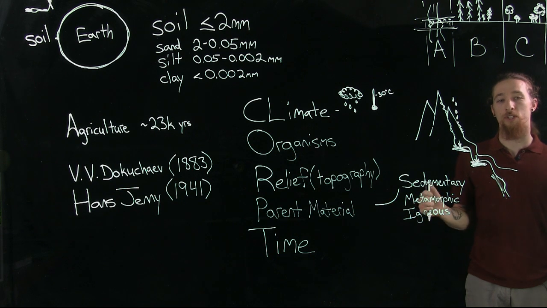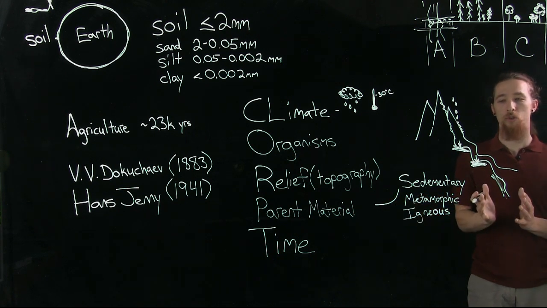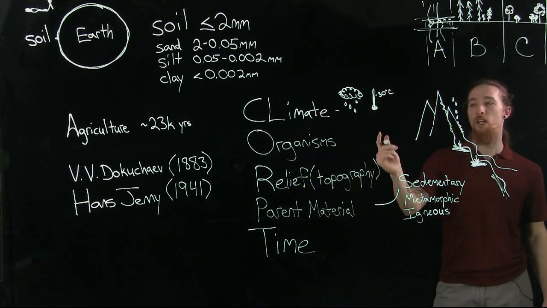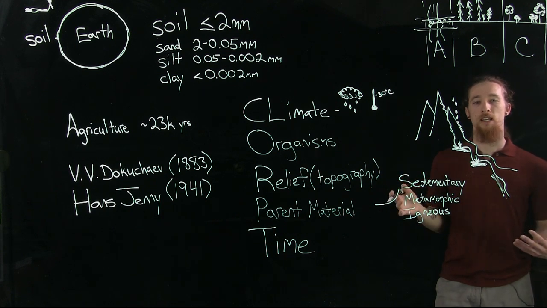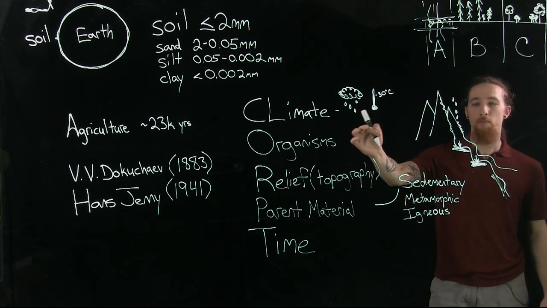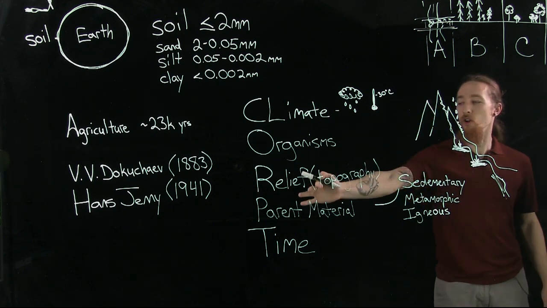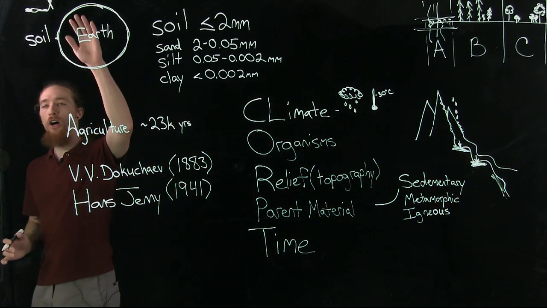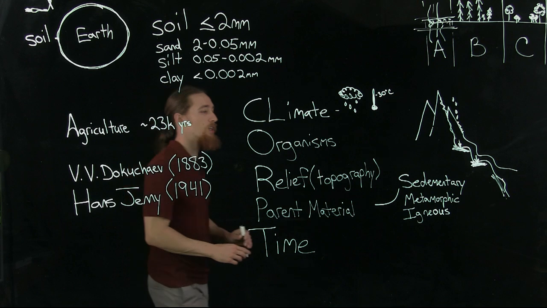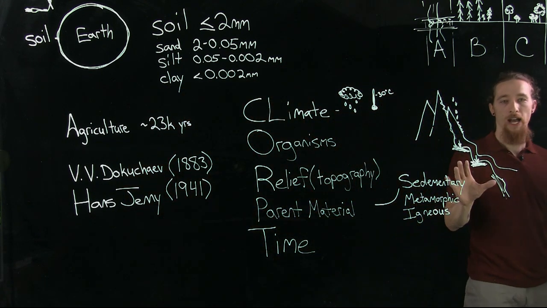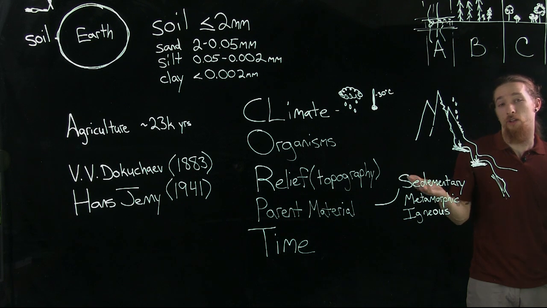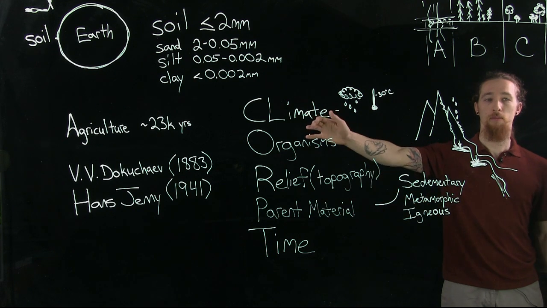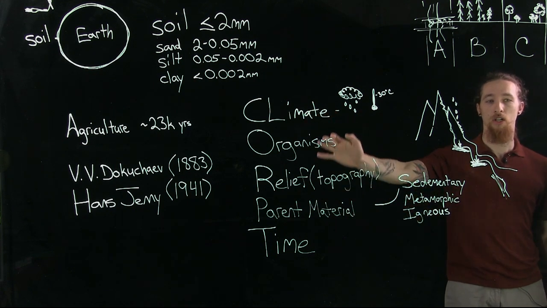Time, T, CLORPT. Time is the last part. It's hard to visualize. Basically, it's all these other parameters taking place over time, because a raindrop doesn't just exist and cause change. Rain happens over time. Erosion, the change in topography, occurs over time. The difference between a volcanic island and a river flat is the difference of like millions and millions of years. And so these are all the soil forming factors: climate, organisms, relief, parent material, time, CLORPT.